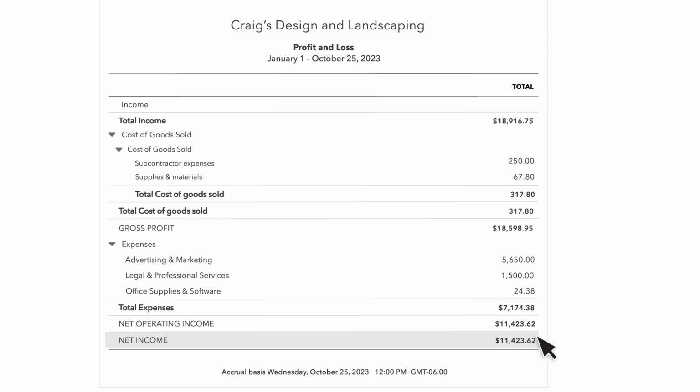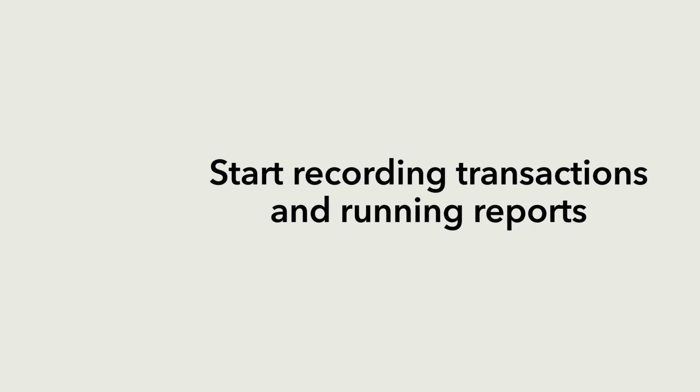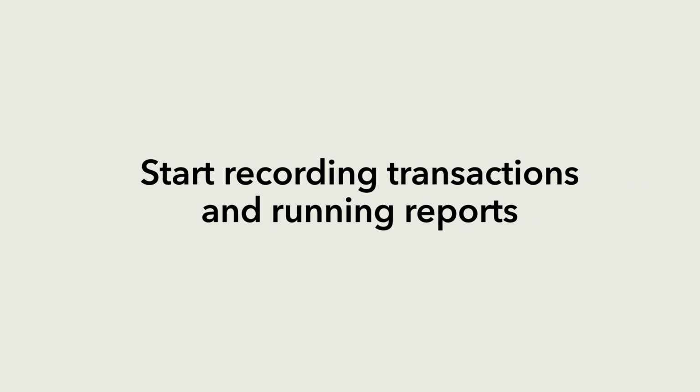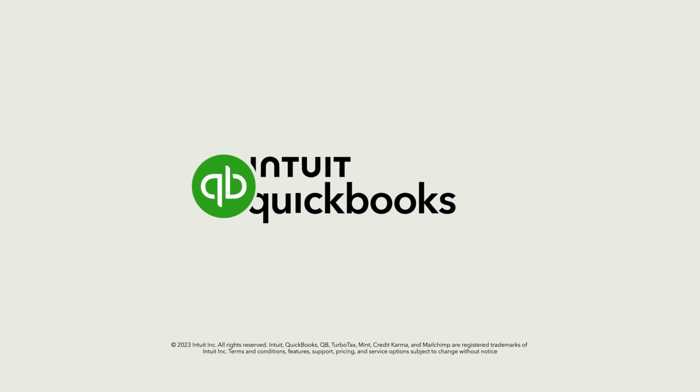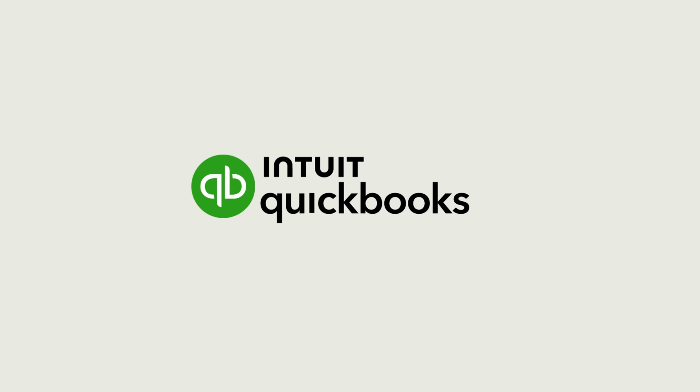The final line subtracts all your cost of goods sold and expenses from your income to show you the net income. If you want to learn more about how to read reports in QuickBooks Online, there's a video at the end of this one with more details. Now, you have a basic understanding of what the chart of accounts is and how it affects your transactions and financial statements.